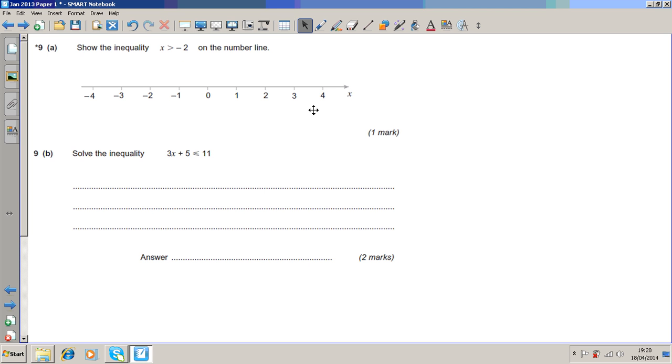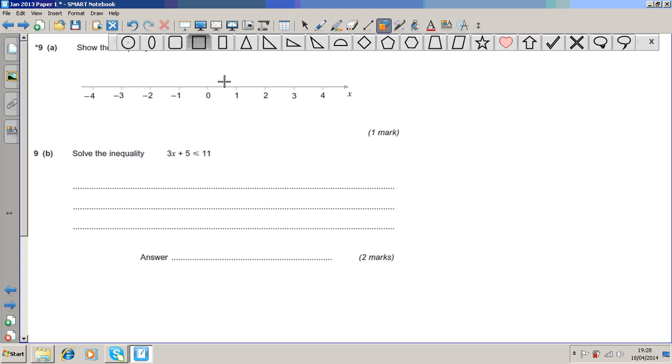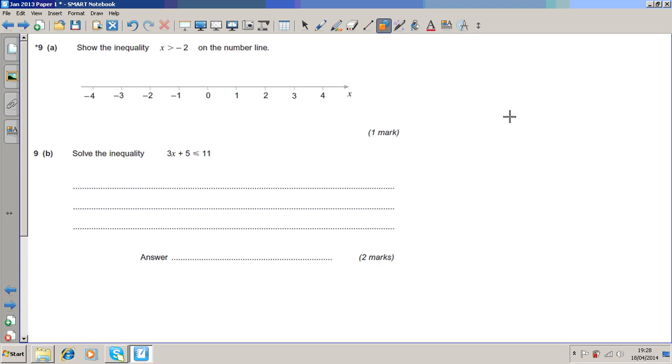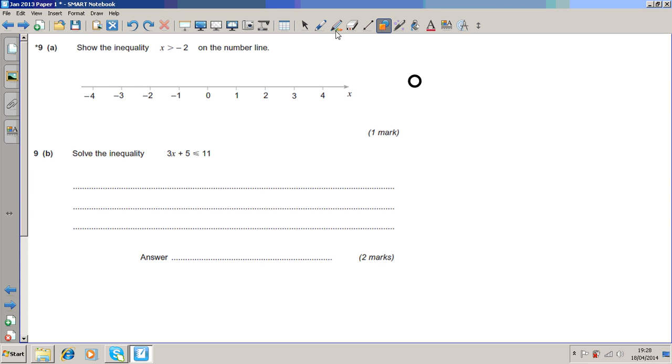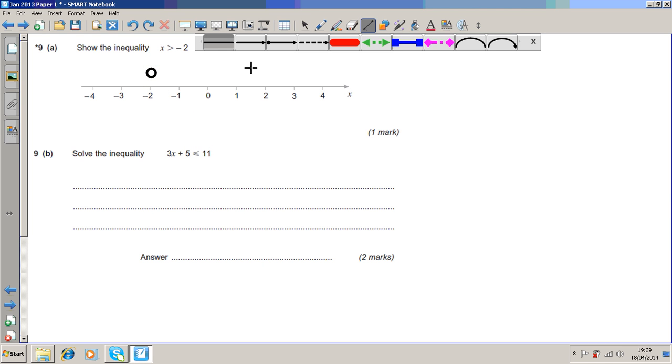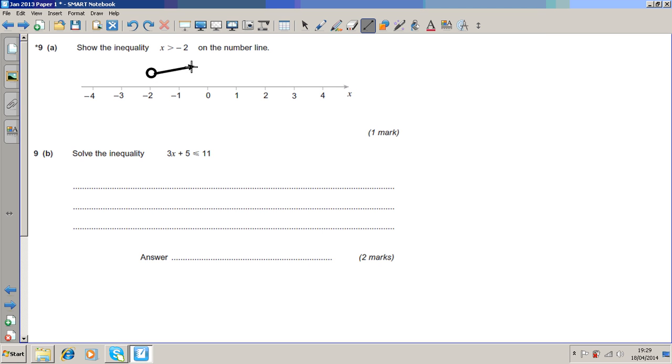Number 9. Show the inequality x is greater than minus 2 on the number line. Okay, so x is greater than minus 2. Well, minus 2 is there. So if x is bigger than minus 2, then it's somewhere in this area here.